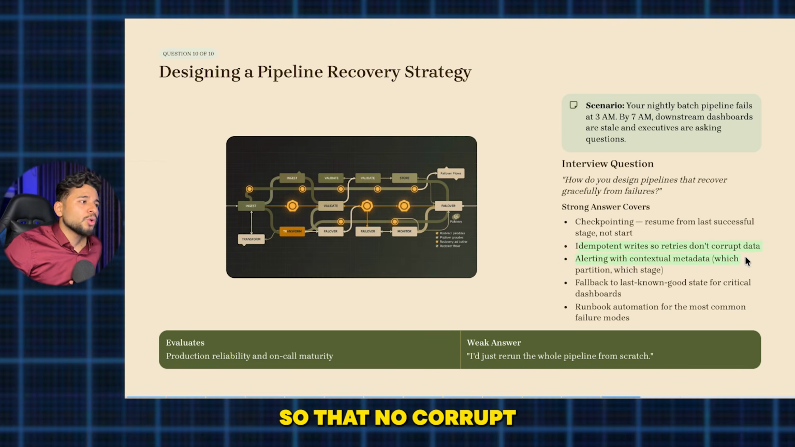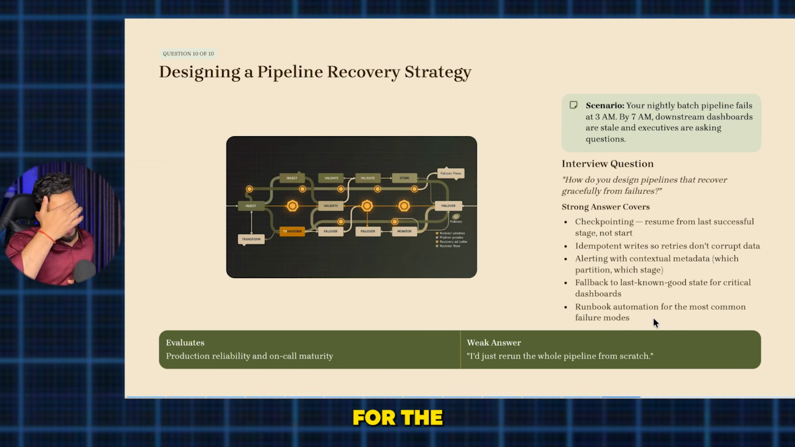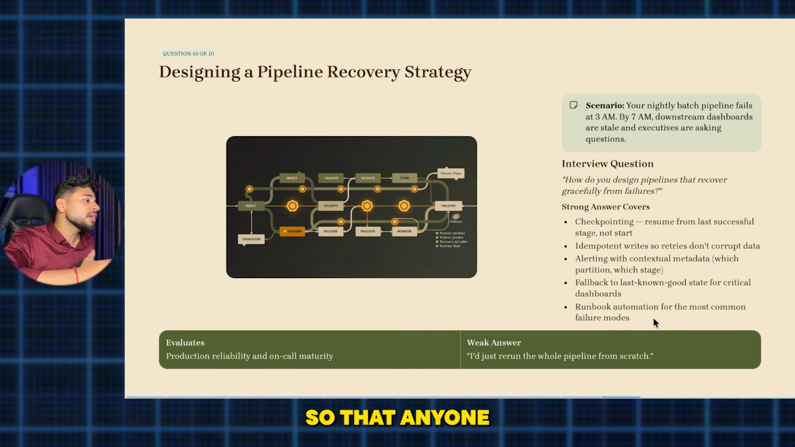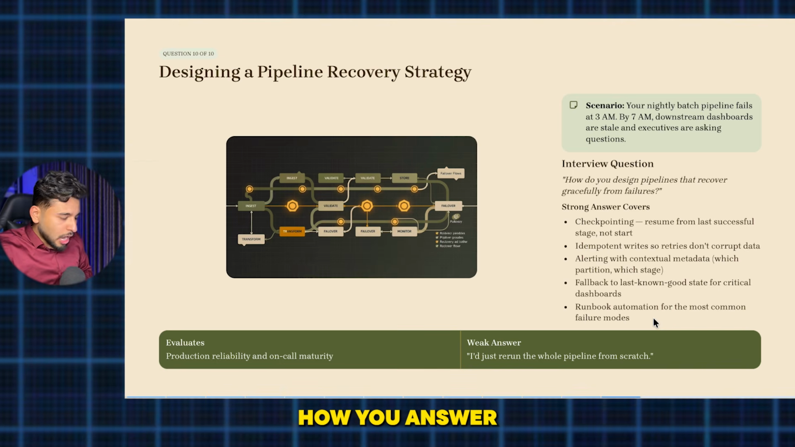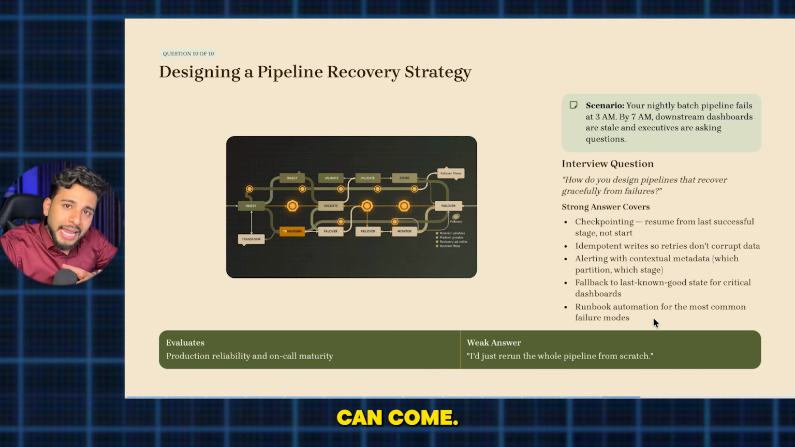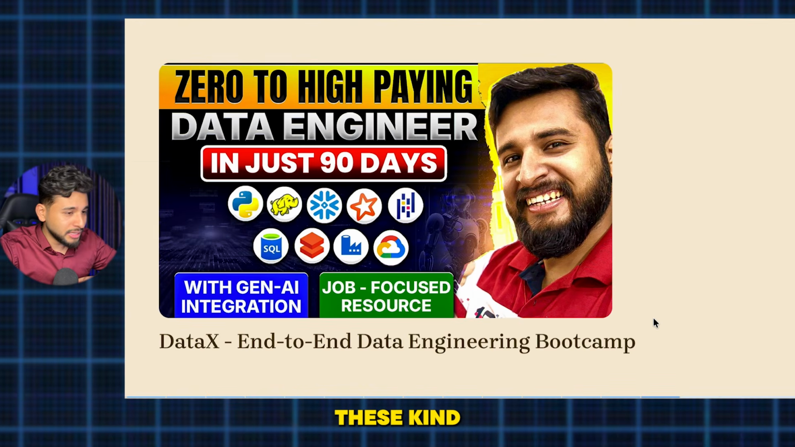Idempotent writes should be there, so that no corrupt data is produced even if a rerun happens. Alerting should be there, on your mail IDs or on your phone, so that you get notified. Fallback plans should be there. A runbook should be there for the most common errors, so that anyone from the team present in that shift can also solve those errors. This is how you answer these things. These are just these 10 problems, and many related problems can be made from them, but you should be aware of them. This is how scenario-based questions will be asked in data engineering.